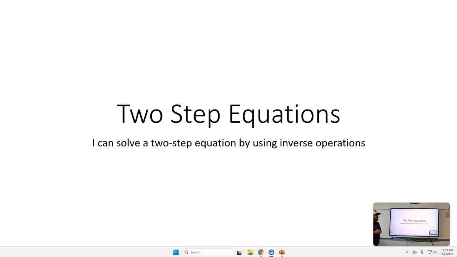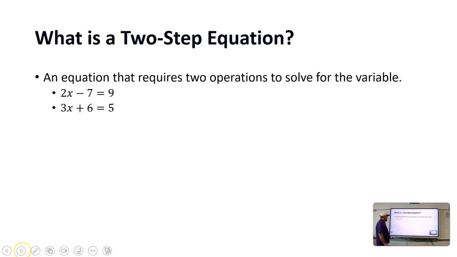All right, so for this lesson, we are going to take a look at two-step equations and how we solve these equations. So our goal by the end of this video or by the end of this lesson is we want to be able to say I can solve a two-step equation by using inverse operations. All right, so let's go ahead and take a look at our next slide.